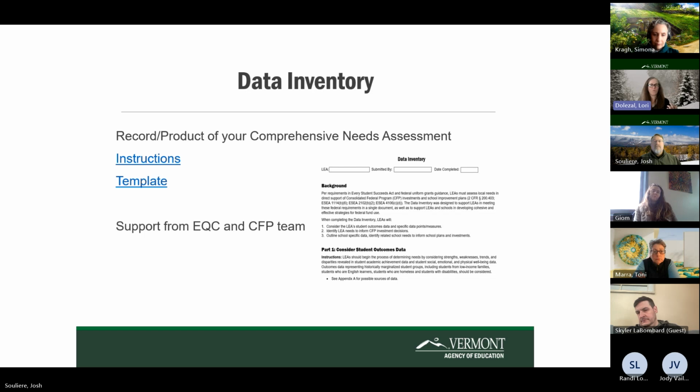Finally, as you're completing your needs assessment, you'll be collecting all of these data and summaries and information. You will want to make record of that in your data inventory. So that's the product of much of what you'll uncover in your needs assessment. And the links are there, and the EQCs and the CFP team can help support you in completing that template.